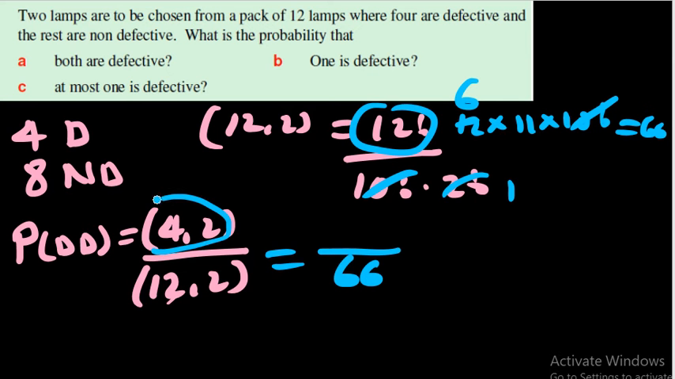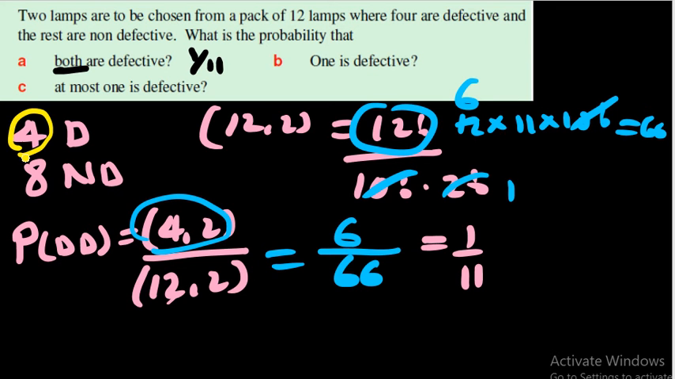Then the above part, 4 combination 2, will be 6. You can check it, this one is simpler. So when you simplify, the answer will be 1 over 11. So the answer for the first one is 1 over 11. Because what is the probability both defective? The number of defectives is 4, so choosing 2 from it is 4 combination 2, and over the denominator it has to be 12 combination 2, because the total number of ways of choosing 2 lamps is 12 combination 2, as we have 12 lamps. So the answer is 1 over 11.